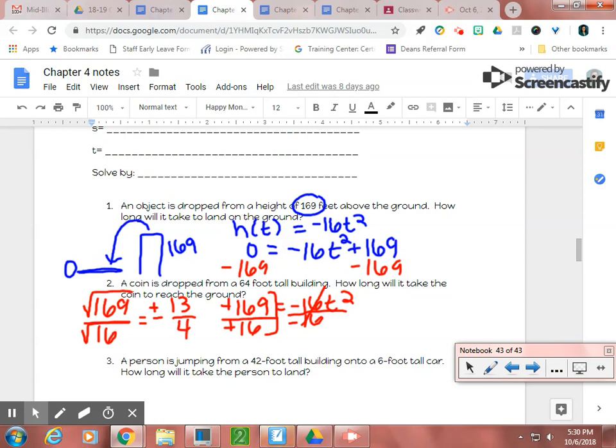But think of it in time. You're not going to have negative time. So 13 over 4, you want as a decimal, which is 3.25 seconds. So to drop from that building to the ground, it's going to take 3.25 seconds.